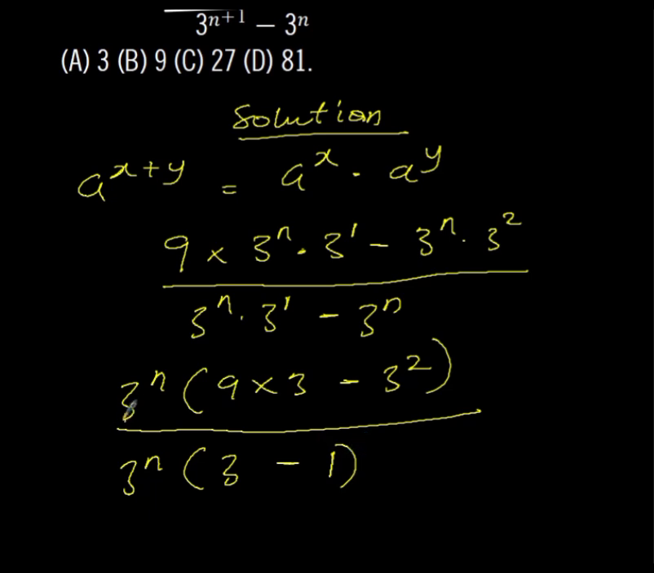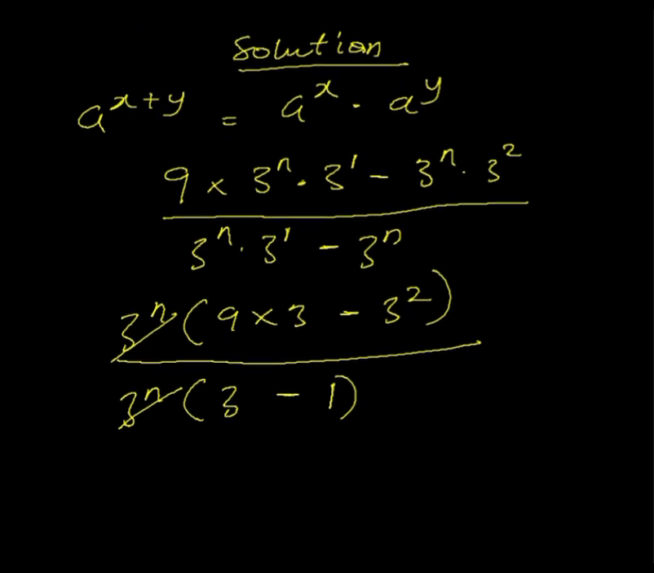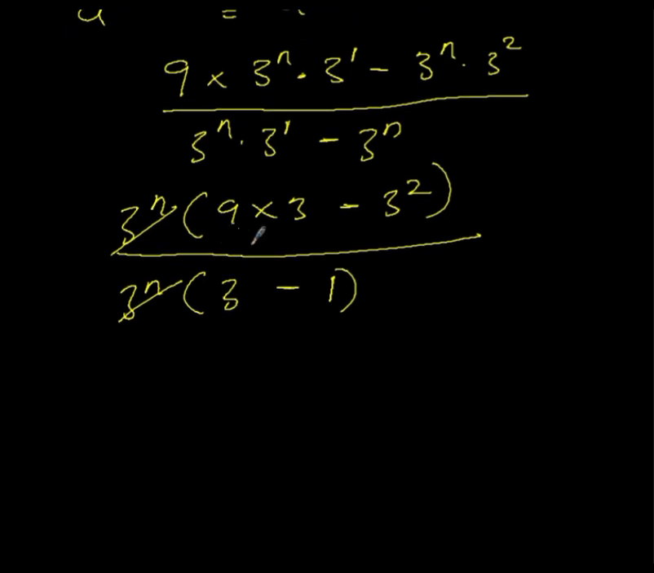Alright, so we discovered that 3 raised to power n appears both at the numerator and at the denominator, so we can simply strike it out. They will divide themselves and be eliminated. And so the expression I have left is 9 times 3 minus 3 squared on the numerator and 3 minus 1 on the denominator. So if we go ahead to evaluate this, 9 times 3 is 27, and 3 squared is 9, all over 3 minus 1, which is 2.